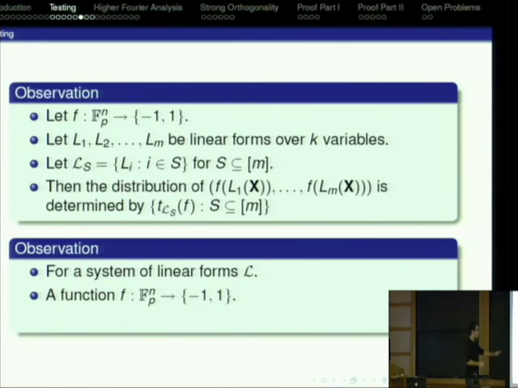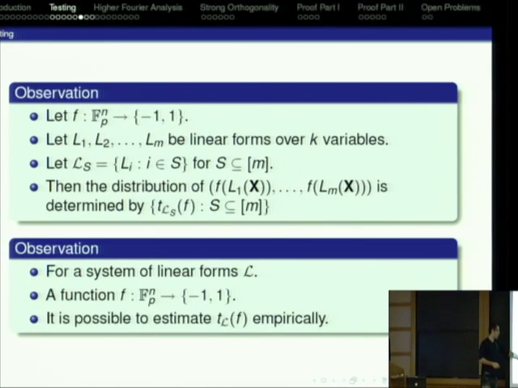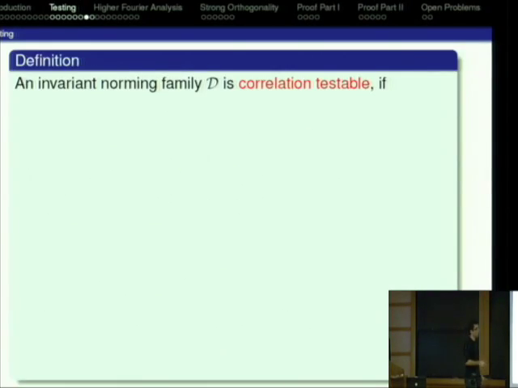And also, if you have a system of linear forms and a function from F_p^n to -1, 1, then you are able to estimate the value of this average empirically, the way that we did for the Gowers norm, by just taking different samples. So we can estimate these things, and if we know these things, we know these distributions, which was what we had from the previous vague definition of testing. So let me give now a formal definition of what is correlation testable.